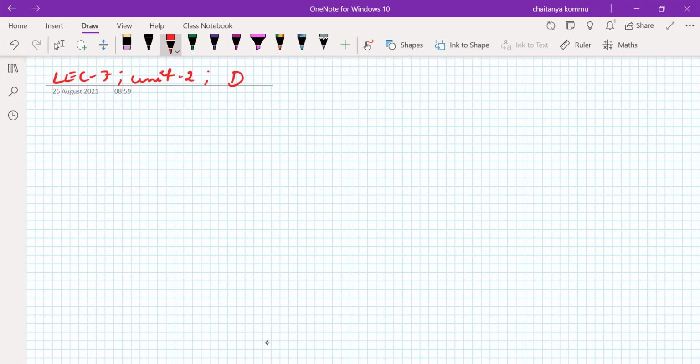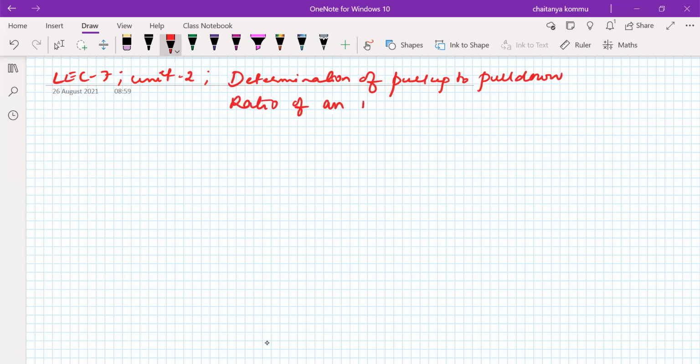So let us discuss the determination of the pull-up to pull-down ratio of an nMOS inverter. An nMOS inverter driven by another nMOS inverter.